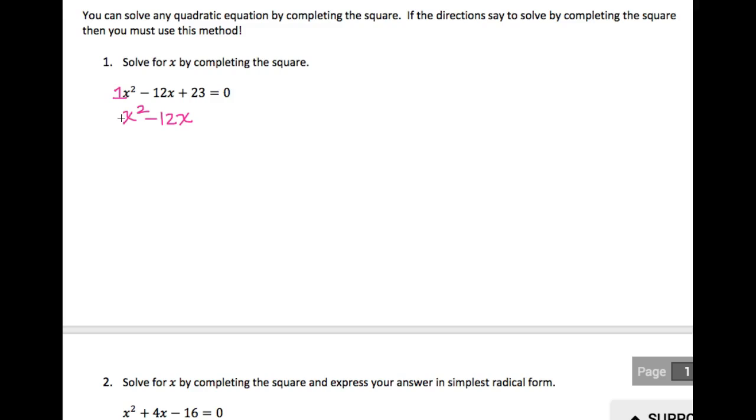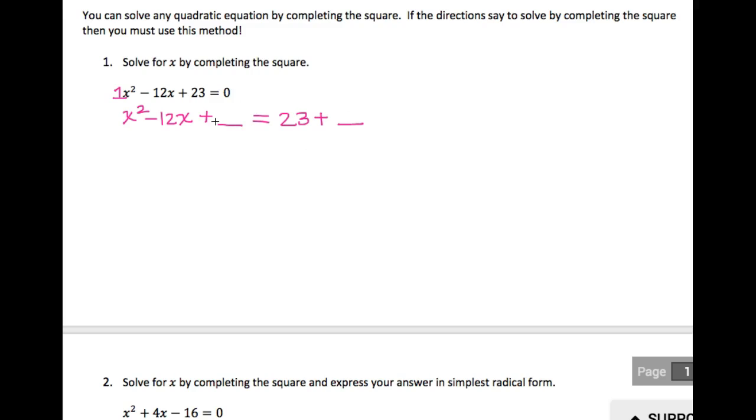We checked step 1. If it wasn't a 1, we'd have to divide by whatever the coefficient is, so it was a 1. Step number 2, move the constant over. So I have to move the 23 over. When I do that, I'm going to leave a blank spot. The same value is going to get added into that blank spot.